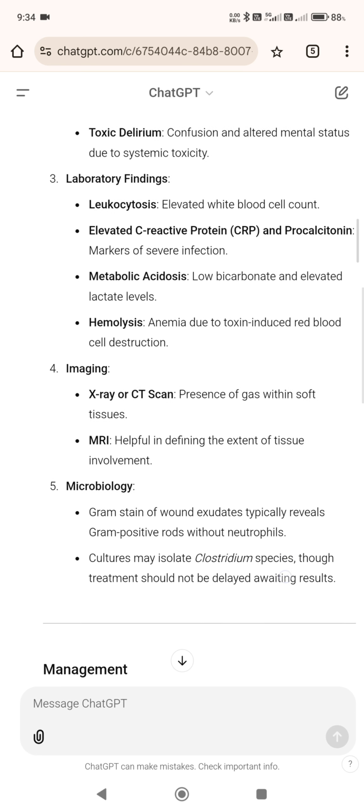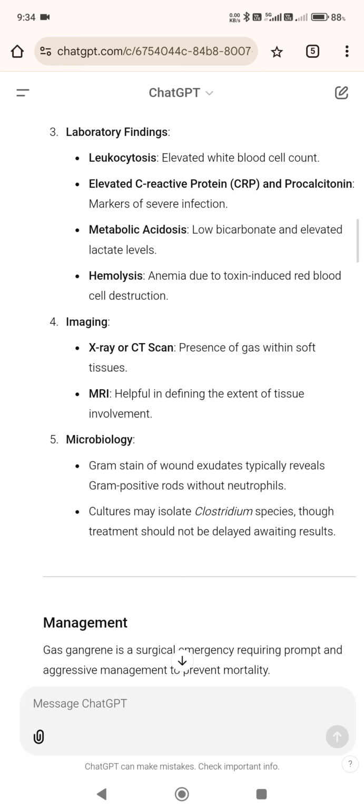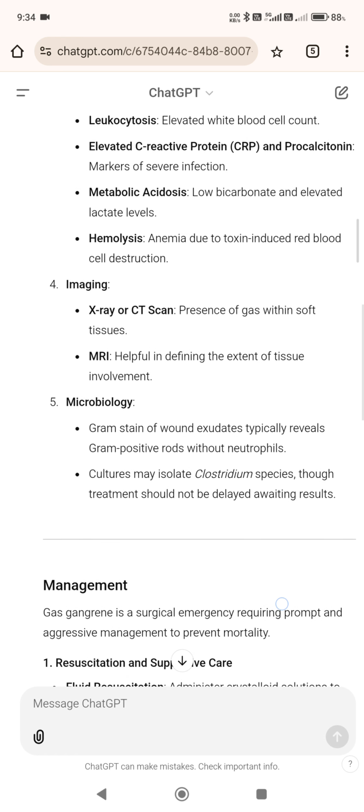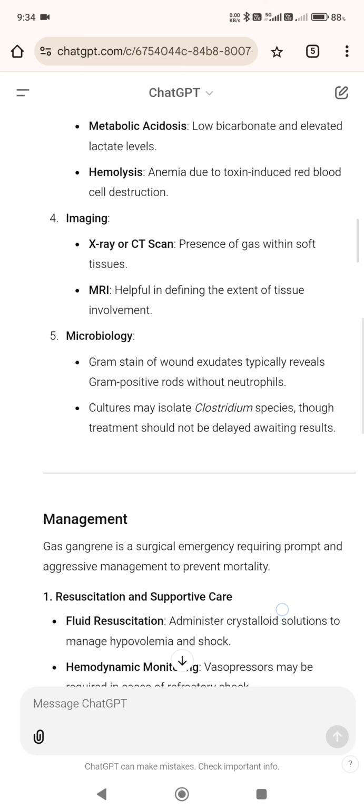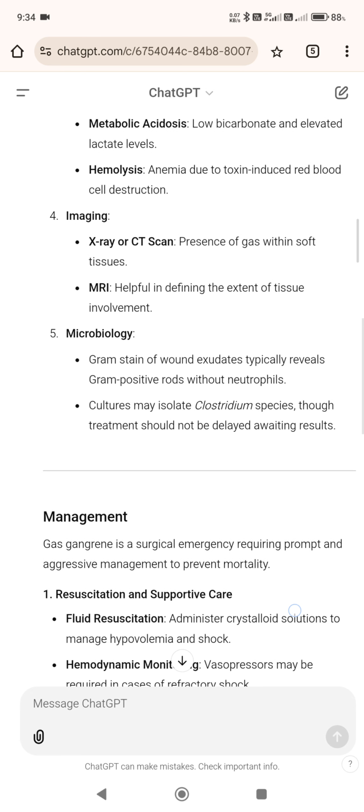3. Laboratory findings: leukocytosis, elevated white blood cell count, elevated C-reactive protein, CRP, and procalcitonin, markers of severe infection. Metabolic acidosis, low bicarbonate and elevated lactate levels. Hemolysis, anemia due to toxin-induced red blood cell destruction.